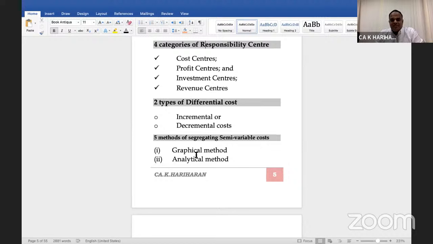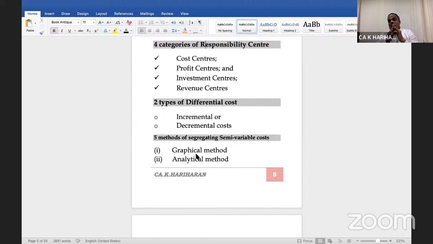Entrusted with special tasks. Activity center of a business organization entrusted with a special task is called responsibility center. The responsibility center consists of different things: cost center, profit center, investment center, and revenue center. These are the four categories of responsibility center. So you have to write the definition also first.